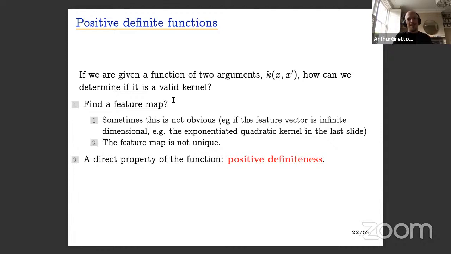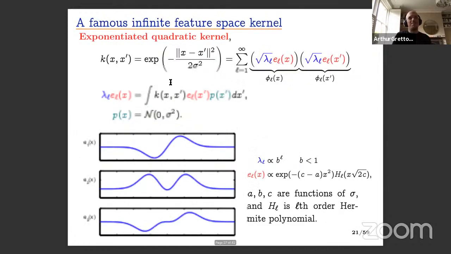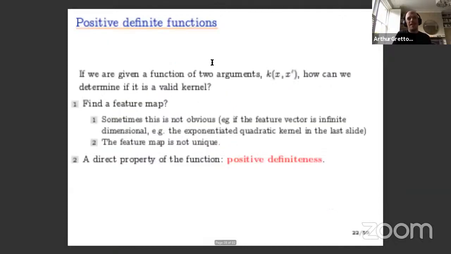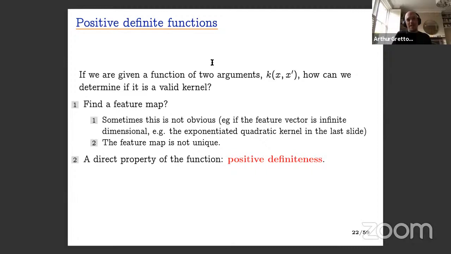All right. So let's say that I am given a function of 2 arguments, k, and I want to know if that's a valid kernel. Is it really a dot product of features? So let's say somebody gave me this function here and said, is this a valid kernel? One way to answer that question is to find a valid feature map. And if you can define a valid feature map, then we know that it's a kernel.